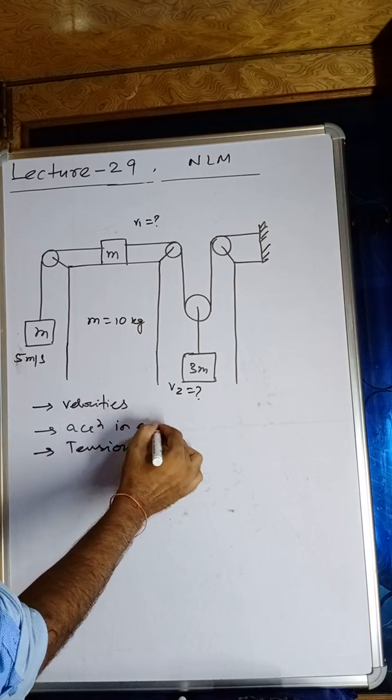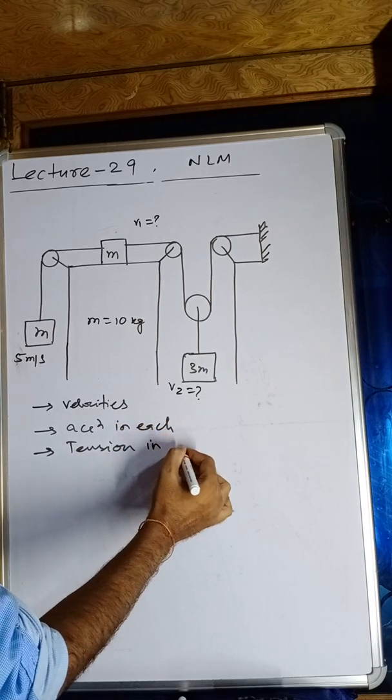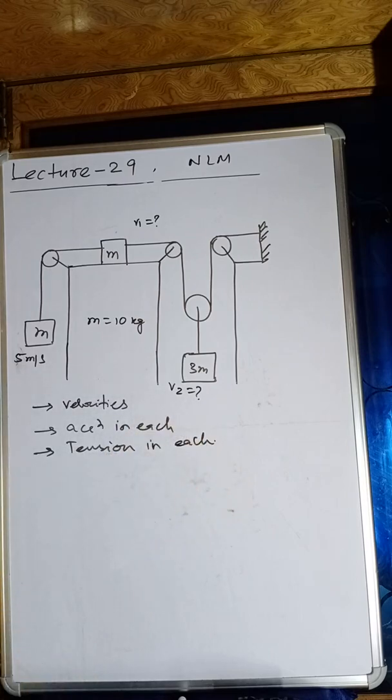Tension in each string and tension in each body. Okay, this is your homework, my dear students. The m will be 10 and the acceleration due to gravity you have to take g equal to 10 meter per second square. Okay, my dear student.